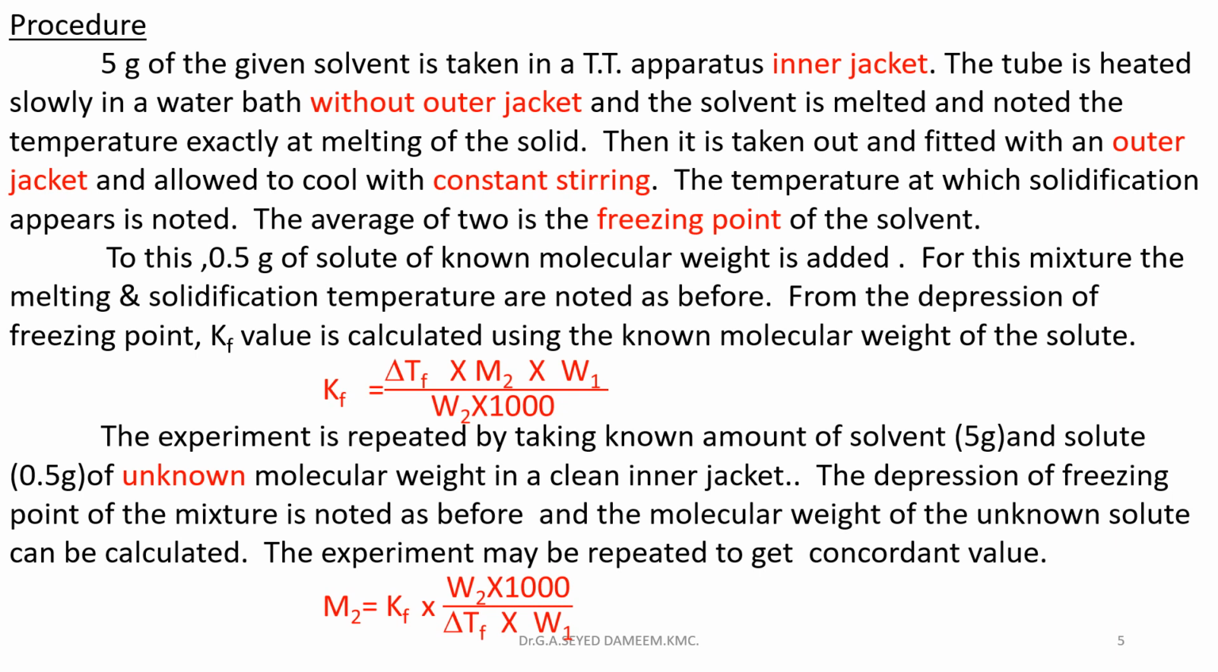Now the same experiment is repeated by washing the inner jacket and by taking a known amount of solvent, that is 5 gram, and a known amount, 0.5 gram, of unknown solute. The depression of freezing point of this mixture is noted as before, and the molecular weight of the unknown solute can be calculated using the formula M2 is equal to Kf into W2 into 1000 divided by delta Tf into W1. Here W1 is the weight of solvent, that is 5, and W2 is the weight of solute, 0.5 gram. So using this formula we can simply calculate the molecular weight of the unknown solute.